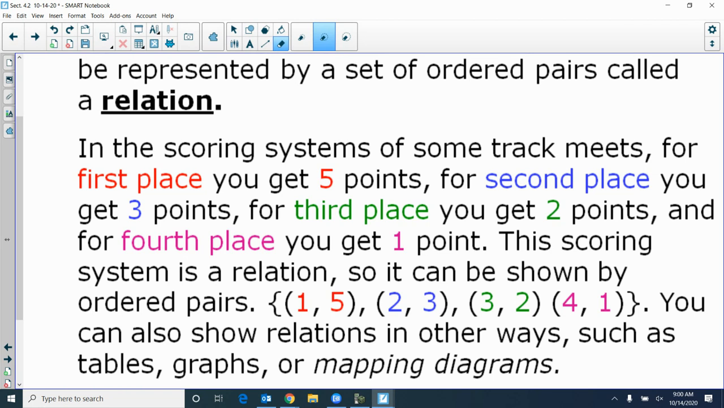Like they talk about the track meet. So in first place, you get 5 points. So that would be the ordered pair (1, 5). If second place, you get 3 points. That would be (2, 3). Third place is 2 points and fourth place is 1. So you still get ordered pairs, but they do it a different way.